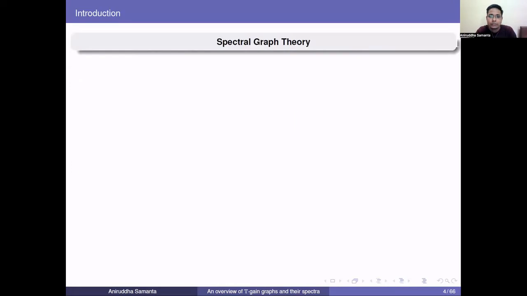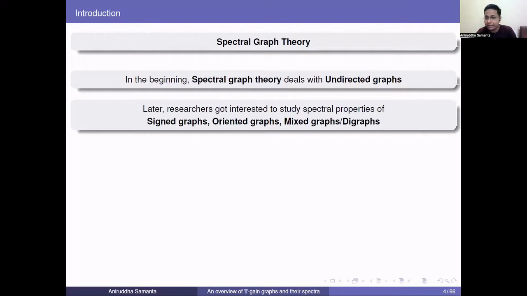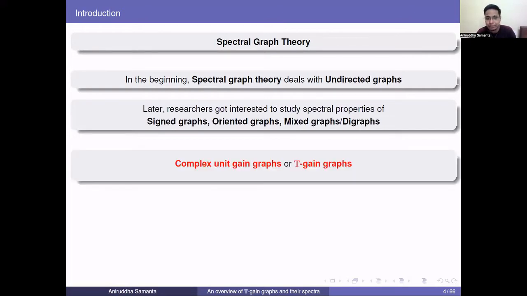Well, as we know, in spectral graph theory, mostly we utilize combinatorial and structural properties of a graph in terms of their associated matrix properties and vice versa. So in the beginning, spectral graph theory dealt with only undirected graphs, but later researchers got interested in studying spectral properties of signed graphs, oriented graphs, mixed graphs and digraphs instead of undirected graphs. So here we consider another class of graphs, which is complex unit gain graphs or T-gain graphs.